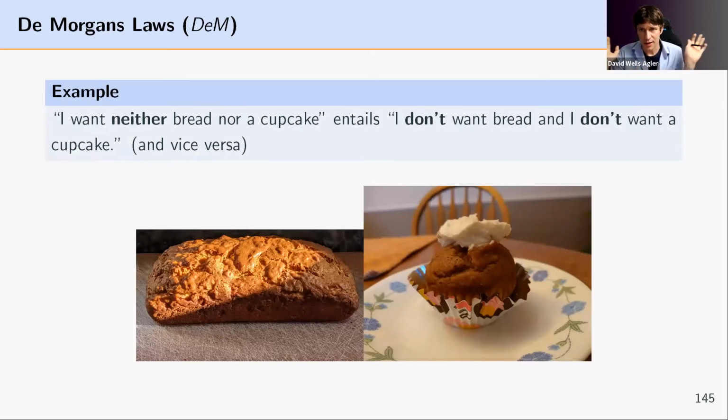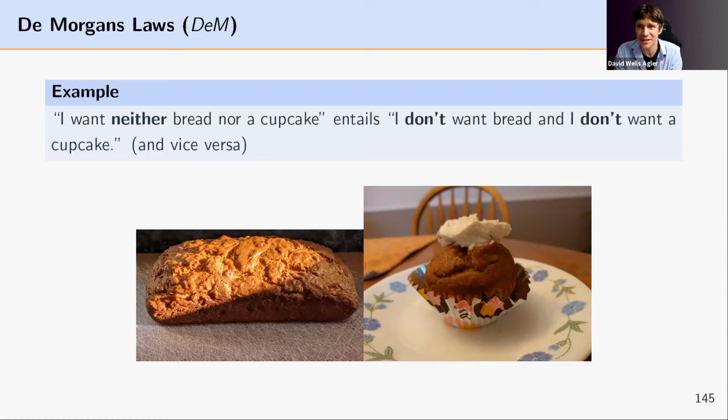So let's say I said, I want neither bread nor a cupcake. So you make this bread and I say, ugh, that bread looks gross. And then I look at your cupcake as well and I say, ugh, that cupcake looks gross. Why did you put the frosting on it like that? And so you say, I want neither your bread nor your cupcake that you've made. You're obviously a terrible baker.